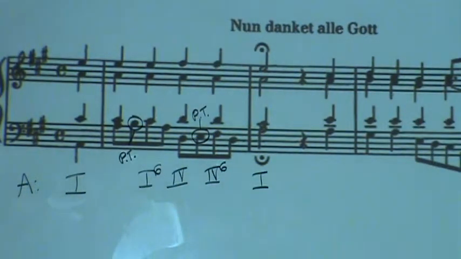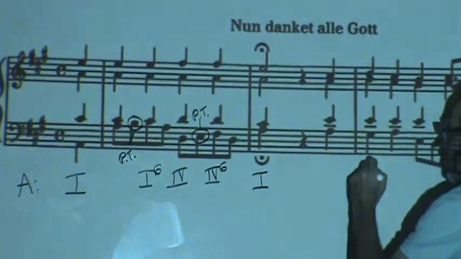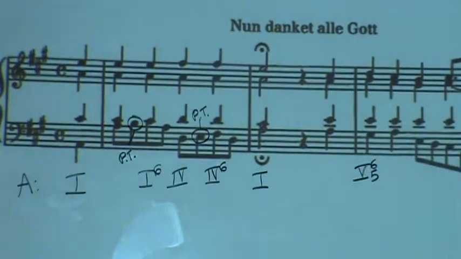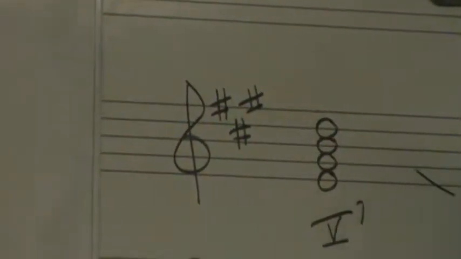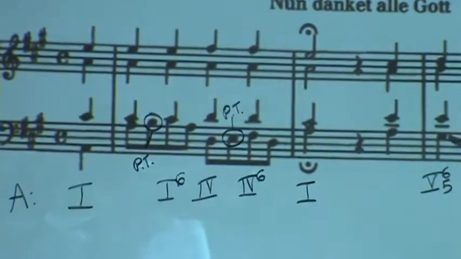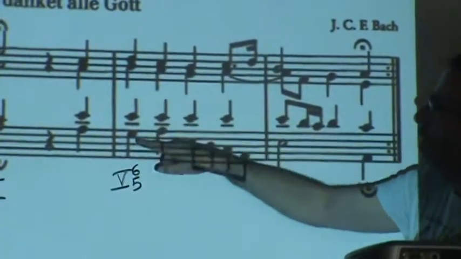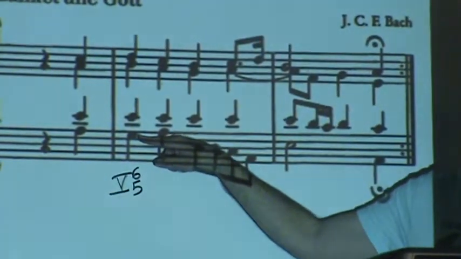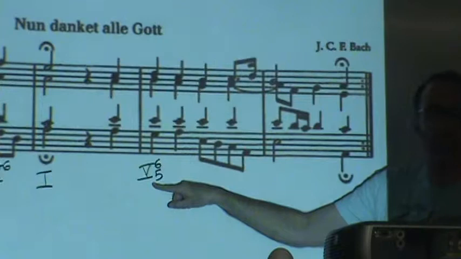5, 6, 5. Okay, so if I'm in the key of A, my 5, 7 chord is E, G sharp, B, and D, right? And so in this chord I have E, G sharp, B, and D. With the G sharp, the third of that chord, being the lowest sounding pitch. So that's why it'd be 5, 6, 5.